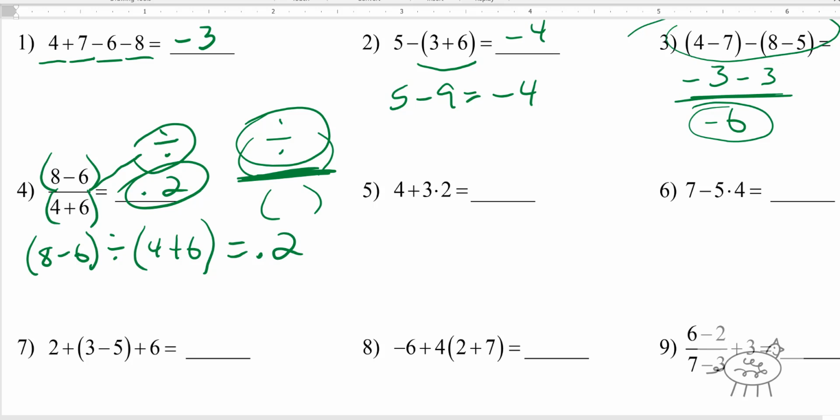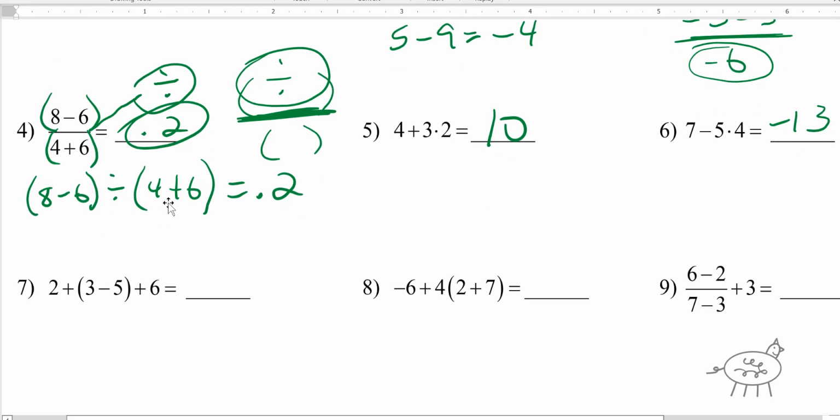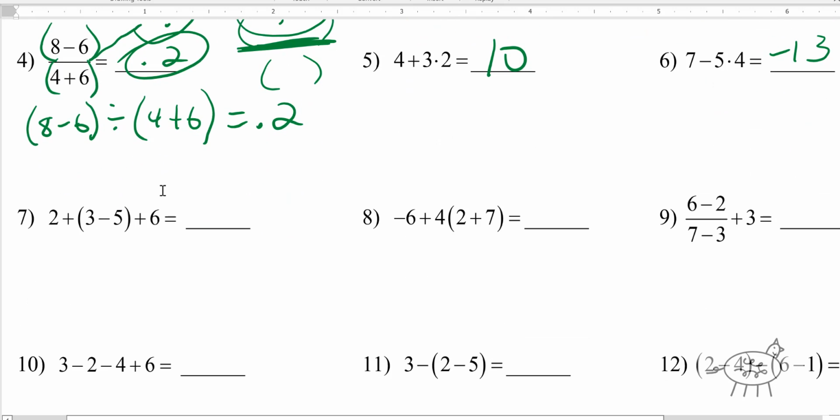Like this next one, you just type this in your calculator. 4 plus 3 times 2. Okay, get 10. That's easy. 7 minus 5 times 4. Negative 13. Okay, so really easy. Let's do one more here. 2 plus parentheses 3 minus 5 close parenthesis plus 6. Type it all in your calculator just the way it is, and you get 6.